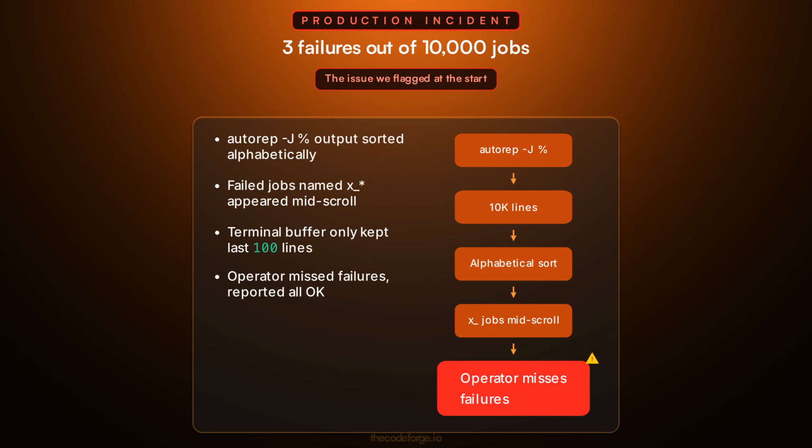This is the same issue we highlighted at the start. Here's exactly why that happened. Autorep J% output is sorted alphabetically by job name. The 3 failed jobs had names starting with X: Xreport, Xload, Xvalidate. They appeared in the middle of the output, not at the end. The terminal buffer only kept the last 100 lines after the command finished. The operator scrolled back manually, but missed them because the output was massive. The team had no automated alerting and didn't know about SFA.